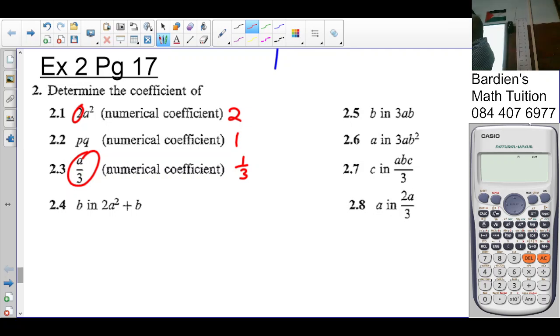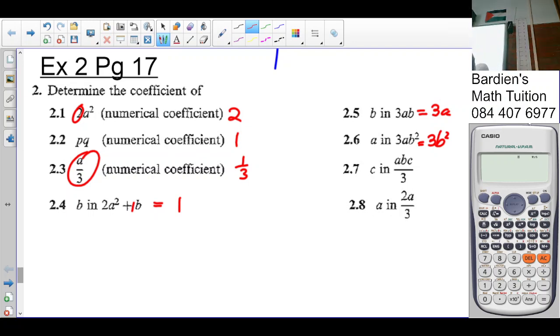2.4. The coefficient of b is 1. 2.5. 3a. If they'd asked you what is the numerical coefficient, it would have been 3. Not O, it's an a. No, it looked like an O. No? What's the coefficient of a? 3b squared.